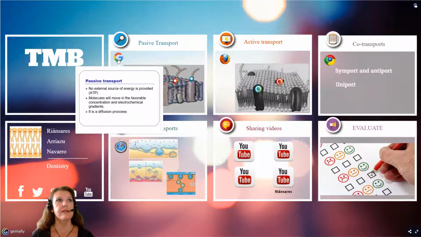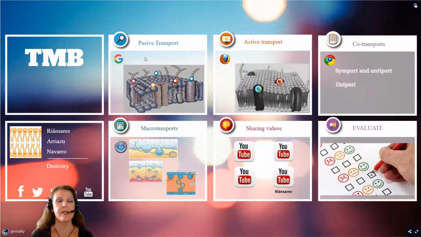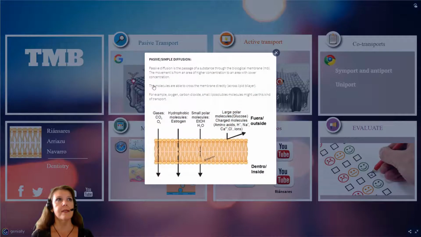When we talk about passive transport, it means diffusion. We are going to review the meaning of diffusion. There are different types of diffusion: the passive diffusion or simple diffusion and the facilitated diffusion. When we talk about passive or simple diffusion, it means that the molecule can cross the lipid bilayer directly.